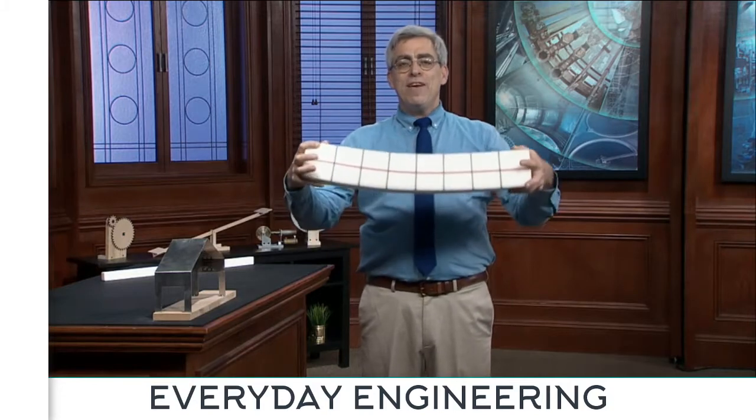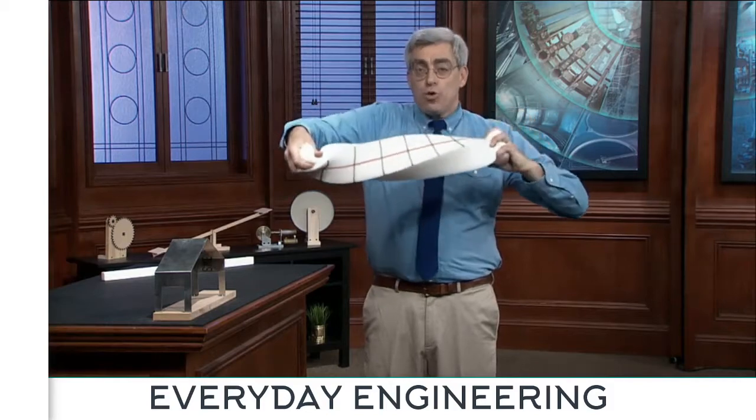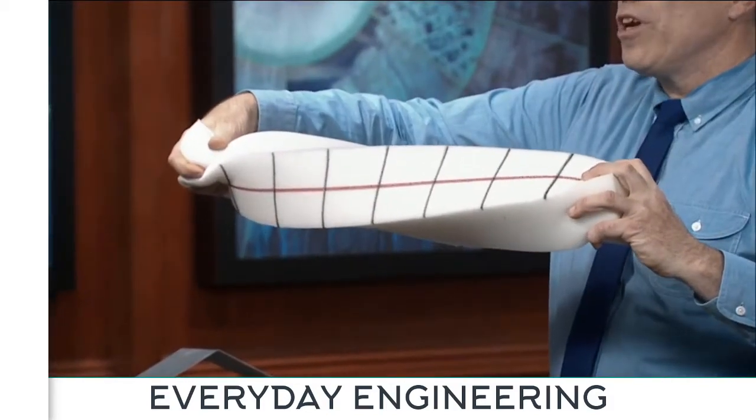And then finally, if the ends of an element are rotated in opposite directions like this, the element twists and is said to be experiencing torsion.